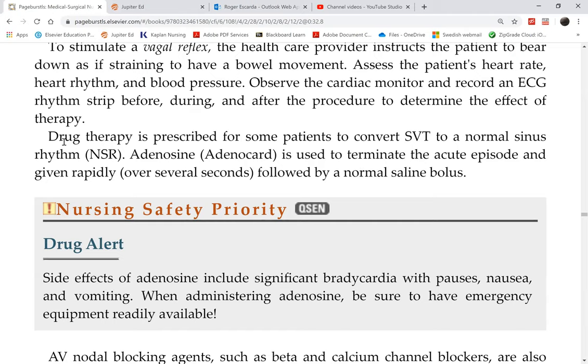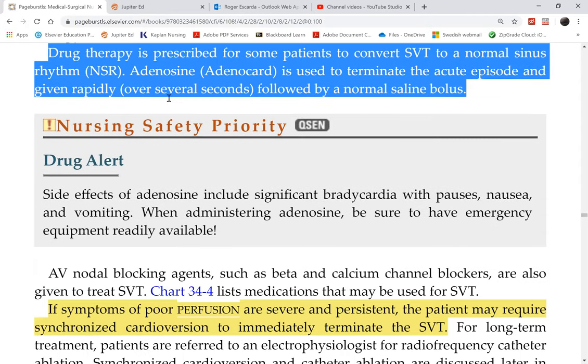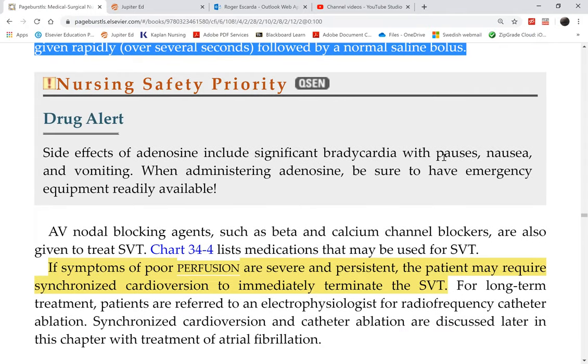So here are your details for administering adenosine. It should be given rapidly over several seconds, followed by a normal saline flush or normal saline bolus. Meaning it only lasts for a few seconds. It should be given really fast because it's a serious antidysrhythmic. So these are your side effects. It will cause a pause, meaning it can lead to asystole.